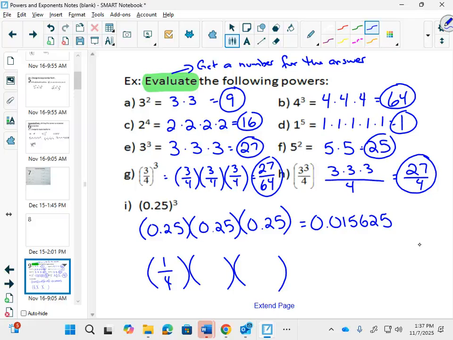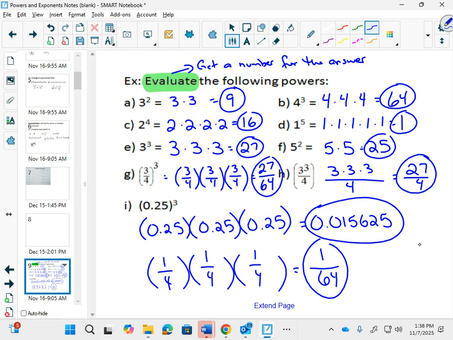It's all connected. So this could be 1 over 4 times 1 over 4 times 1 over 4, which, how about you multiply the tops, I'll multiply the bottoms. What do you get when you multiply the tops? 1. Well, you guys are amazing. And 4 times 4 times 4? 64. This is the same as that. But the decimal, we for sure would need our calculator. Without the decimal, we might be able to do that without our calculator.